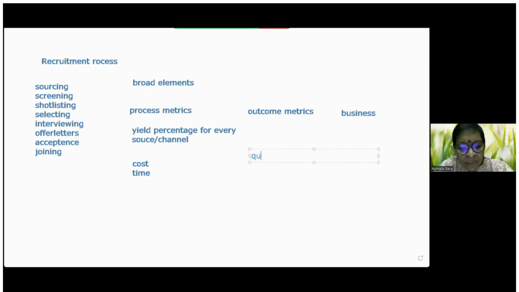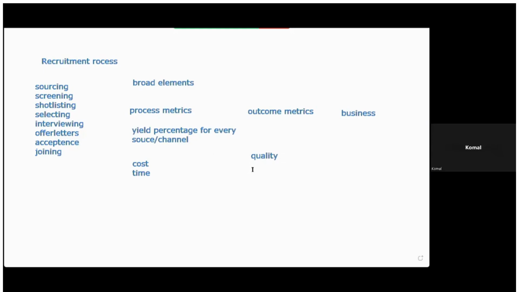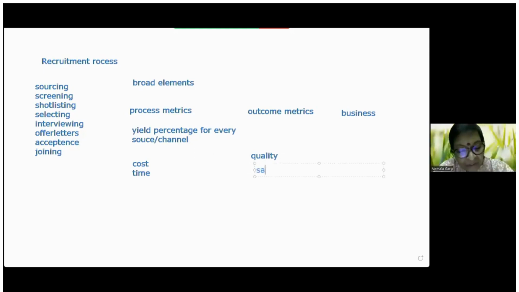Now, what will outcome metrics be? Quality of hire. Say, for example, you have hired 20 people within the time frame, but after 2 months, people have left, or after 2 months, they are not able to understand any training, so they have to be checked out. You getting me? Quality of hire or satisfaction of the hiring manager. So you can have certain outcome metrics.